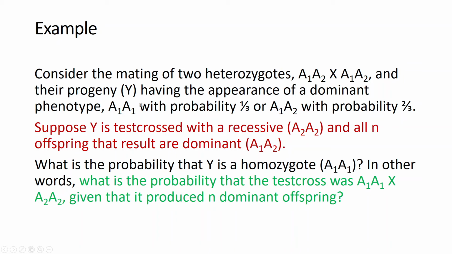Suppose Y, this A1 A1 and A1 A2, is test crossed with a recessive, and the resulting n offspring are all dominant A1 A2. What's the probability that Y is homozygote? In other words, what's the probability that the test cross was A1 A1 times A2 A2, given that it produced dominant offspring? To make this simpler, let me put it in a diagram.